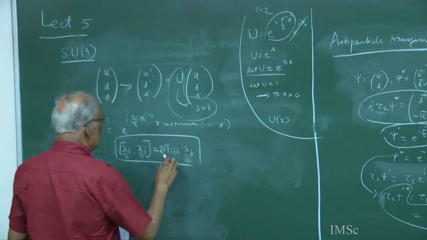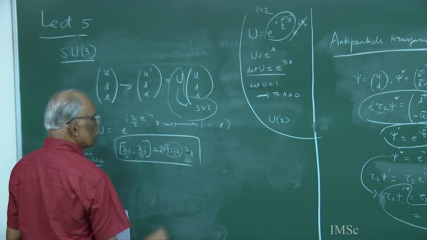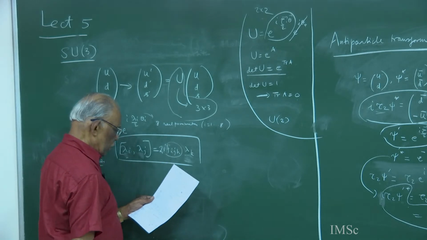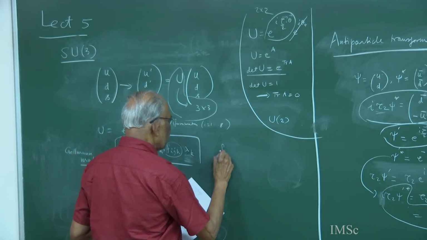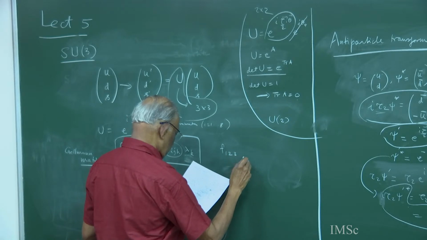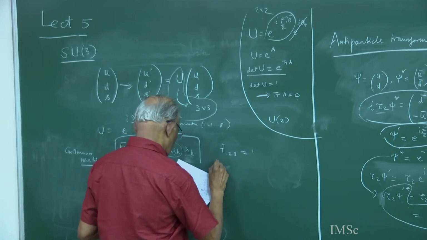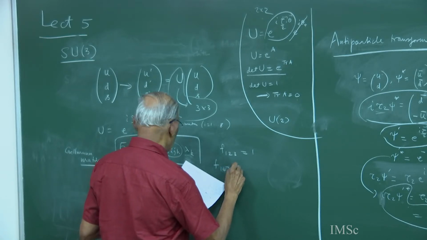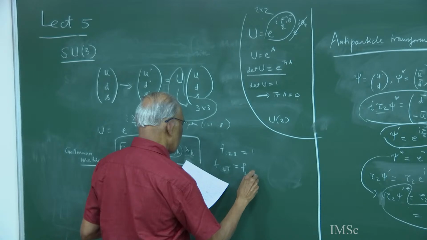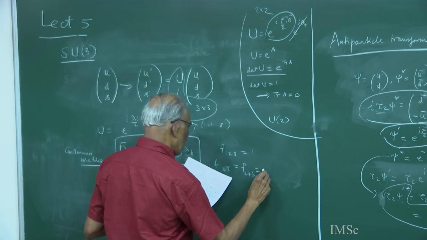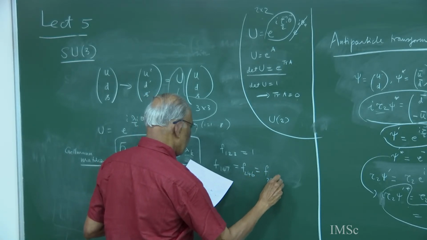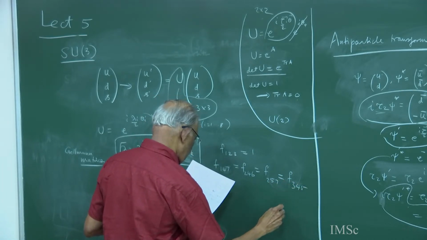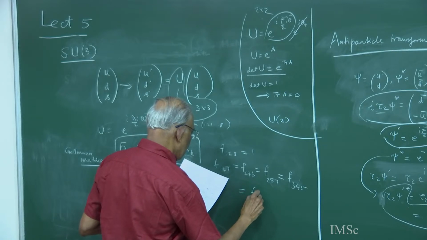What are f ijk? Like epsilon ijk, these are also completely antisymmetric, but they are not as simple as epsilon ijk. We will not need them, but just for completeness, let me write down f123 equal to 1, f147, f246, f257, f345, f516.